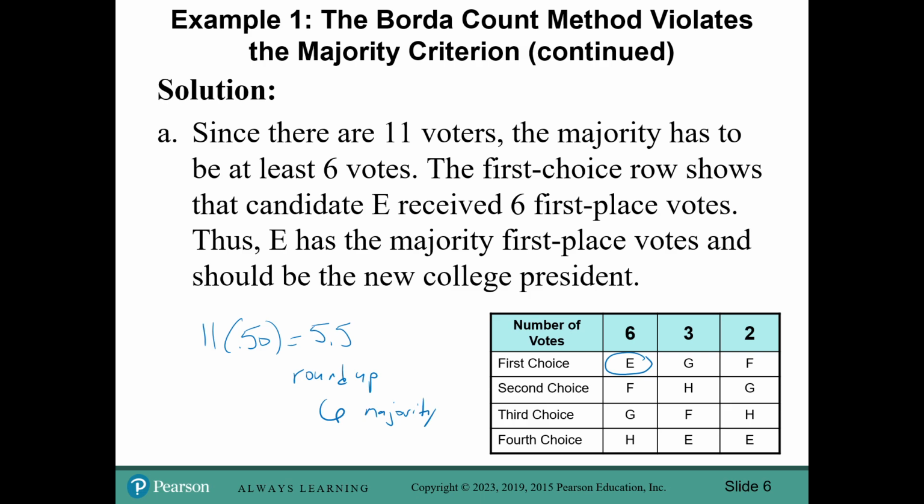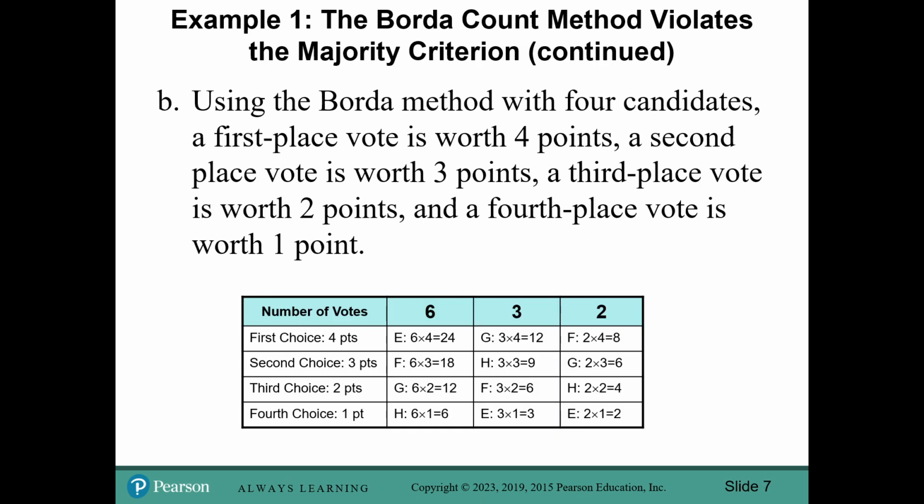But let's look at the Borda count method and see how it violates this. So using the Borda method with 4 candidates, a first place vote is worth 4 points, a second place vote is worth 3 points, a third place vote is worth 2 points, and a fourth place vote is worth 1 point. So if we go through the chart here, it's the same chart that we have over here, but we're accounting for this point system with the Borda count method. So we're multiplying the 6 times 4, 6 times 3, 6 times 2, 6 times 1, 3 times 4, 3 times 3, 3 times 2, 3 times 1, 2 times 4, 2 times 3, 2 times 2, 2 times 1, using that Borda count method to get our totals here, which you can see in the chart.